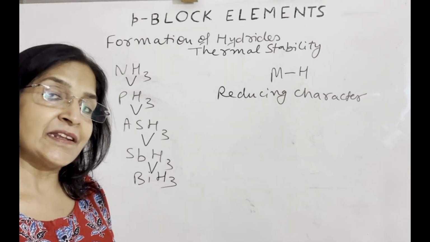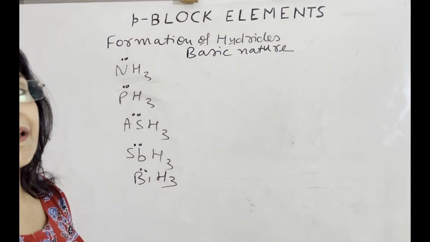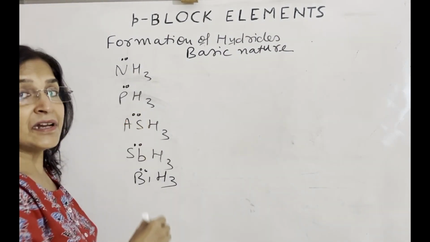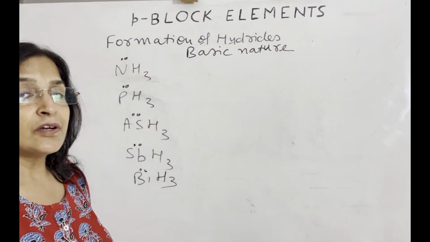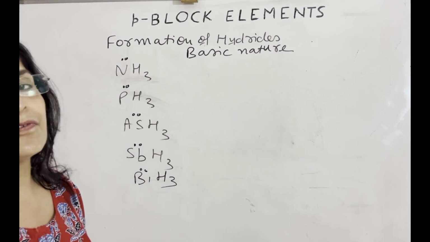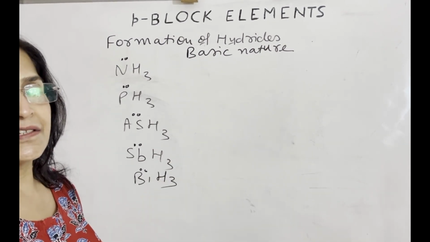Now we will discuss basic nature of these hydrides. Basic nature means tendency to donate the lone pair of electrons. जो central atom है उसके पास there is one lone pair of electrons. So as we move down the group, tendency to donate this lone pair of electrons decreases, because as we move down the group, size increases.